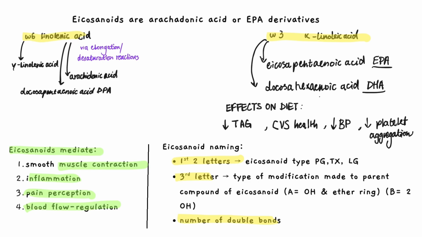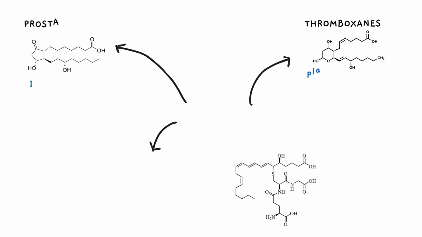So how do we name eicosanoids? The first two letters classify the eicosanoid type, and it's most commonly PG, TX, and LG. The third letter is the type of modification made to the parent compound of the eicosanoid. A indicates the addition of a hydroxyl group in an ether ring, and B indicates two hydroxyl groups. And finally, we name eicosanoids by the number of double bonds.